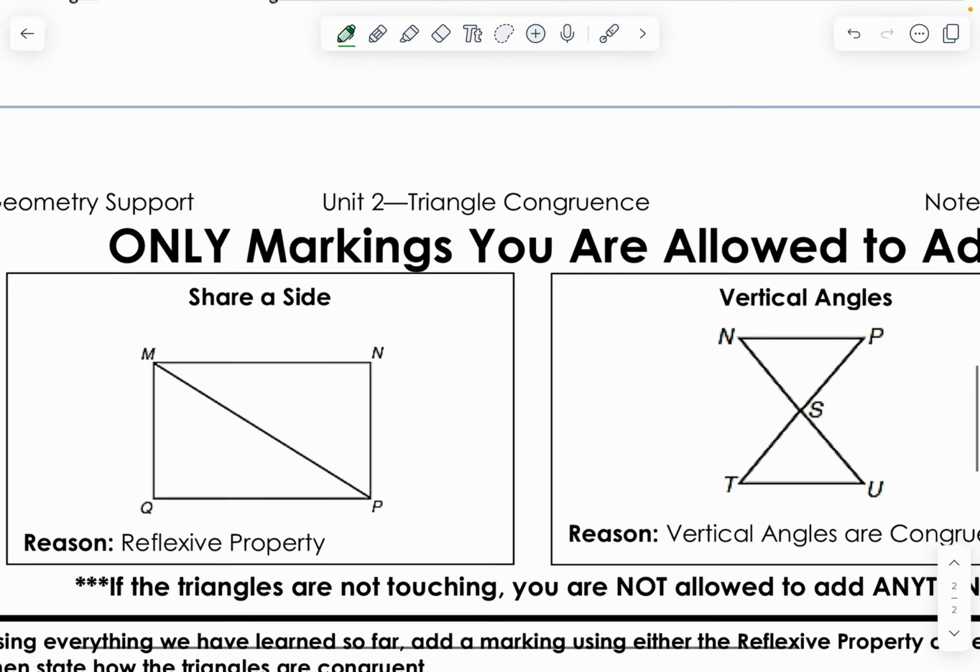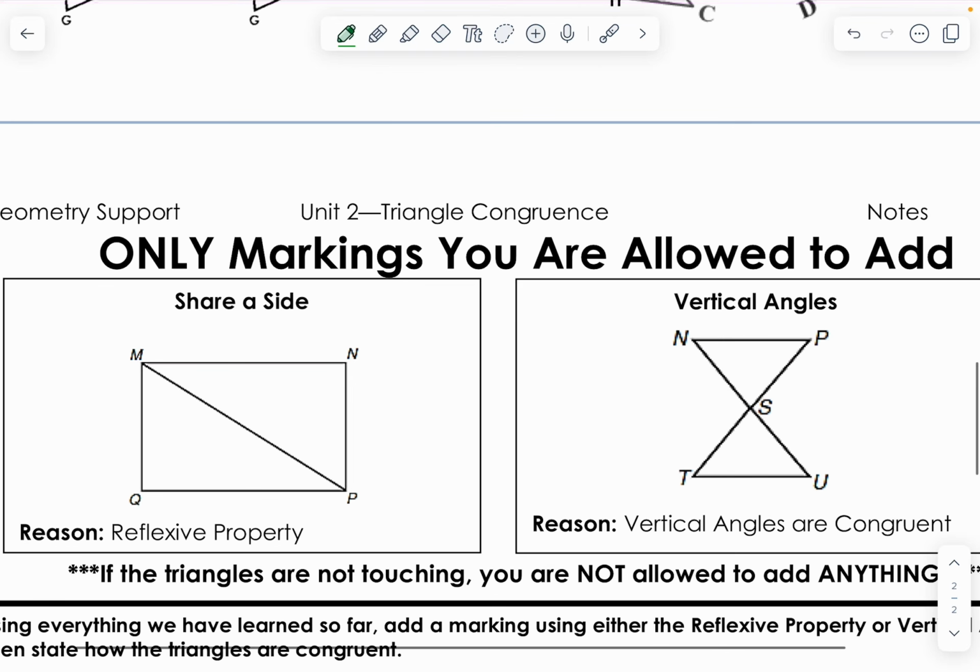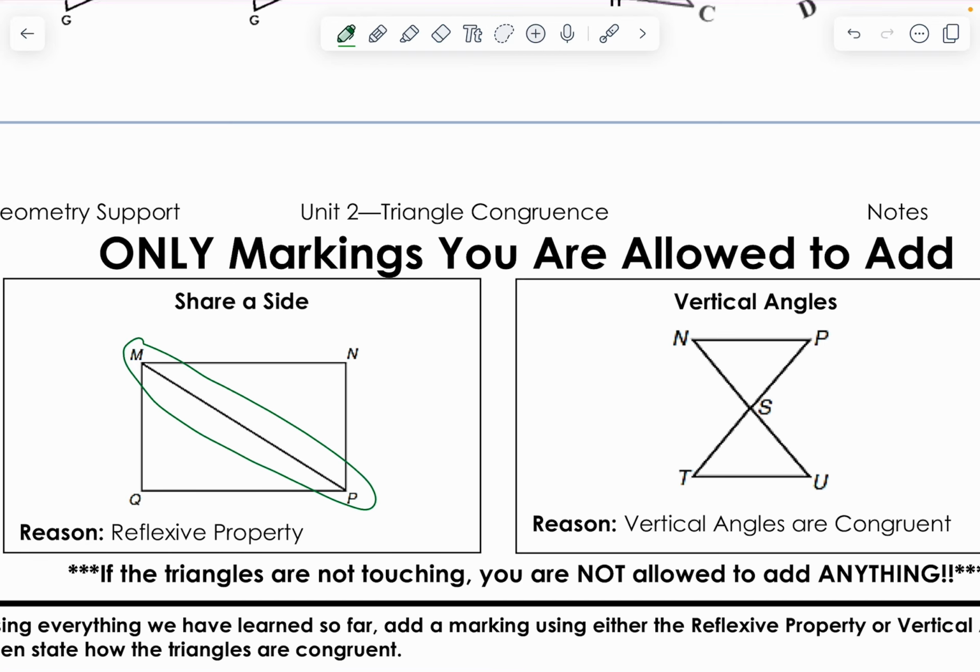Now, there are only two times when we can make markings. If they share a side, which is right over here, M and P, we have two triangles, both sharing the side right over here. It's the exact same side on both triangles. So that will not be marked, but you're going to need to know that that side is congruent between the two triangles. If they share a side, and also vertical angles.